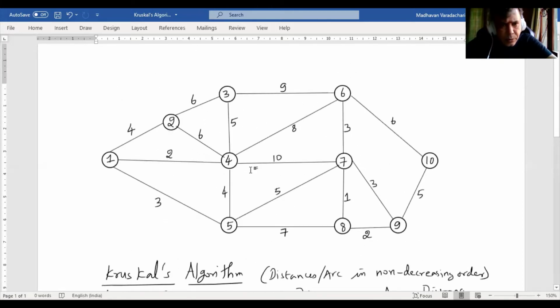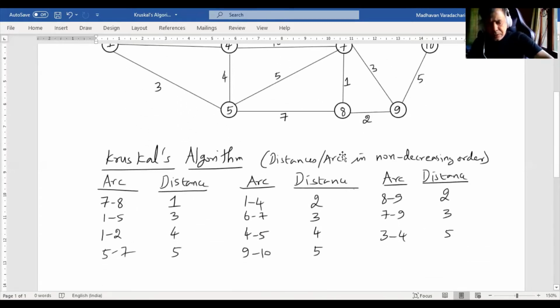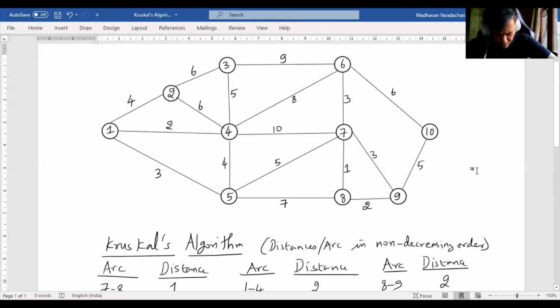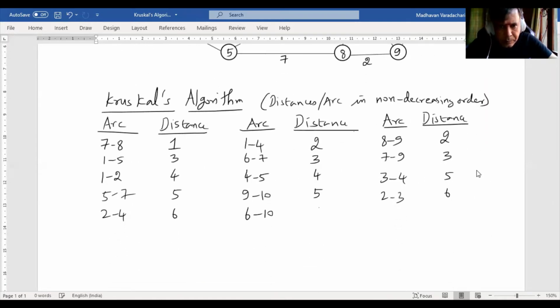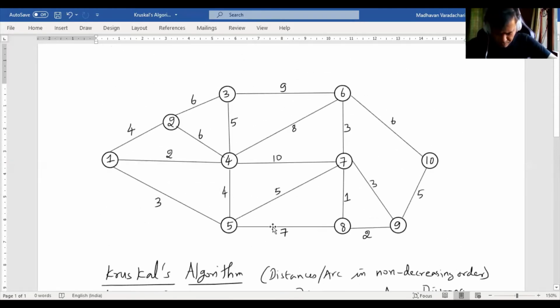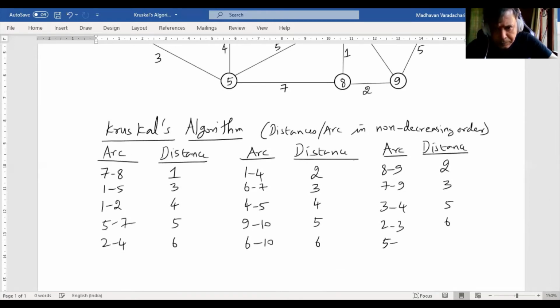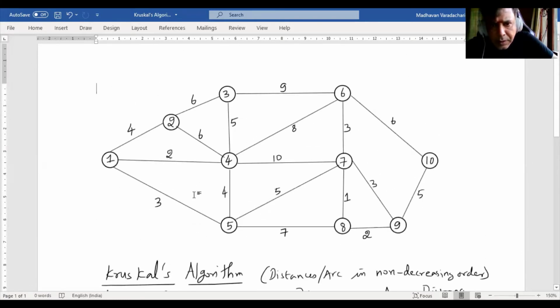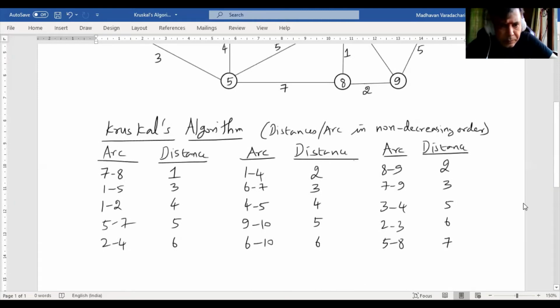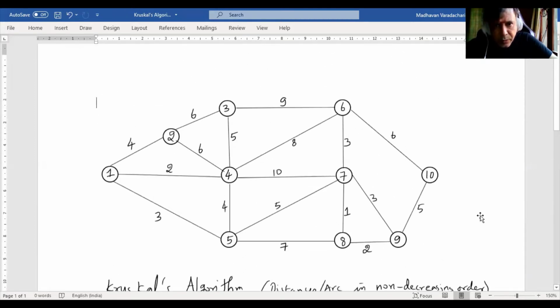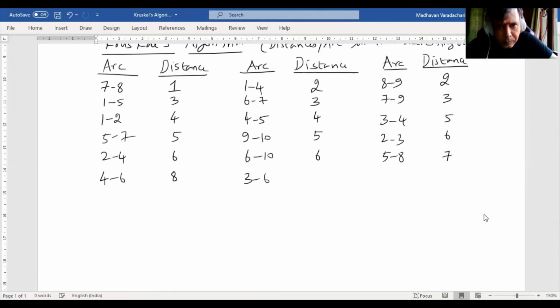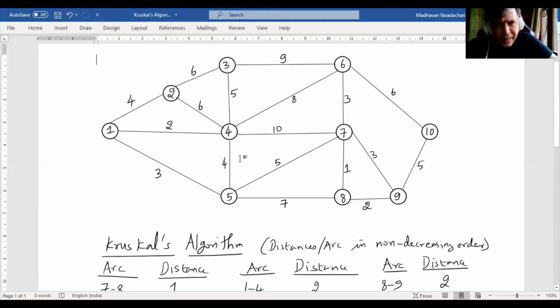Next least is 2 to 6, 2 to 3. So I can write 2 to 3. And then anything else with 6? Yes, 6 to 10 is also there. Then the next least is 7. We have only 1, 5 to 8. Then the next least is 8. We have only 1, 4 to 6. Then the next least is 9. We have only 1, 3 to 6. Then finally, we have this 10, which is 4 to 7.